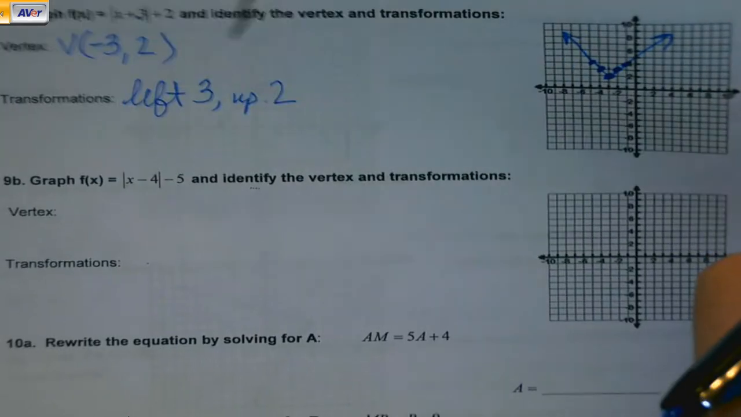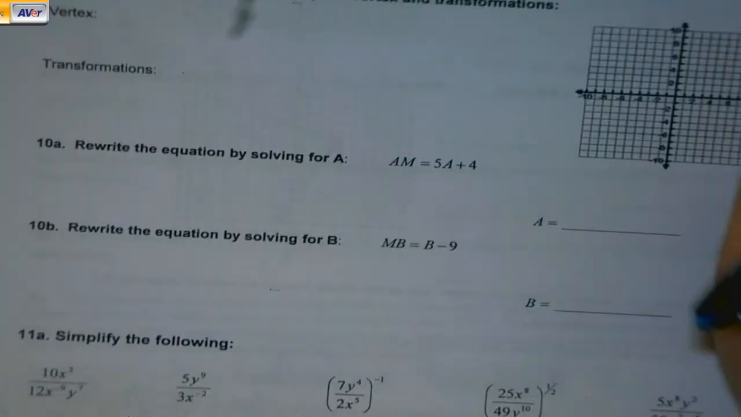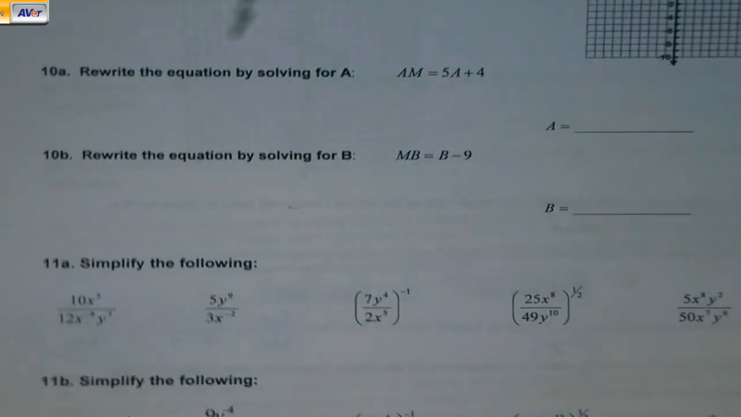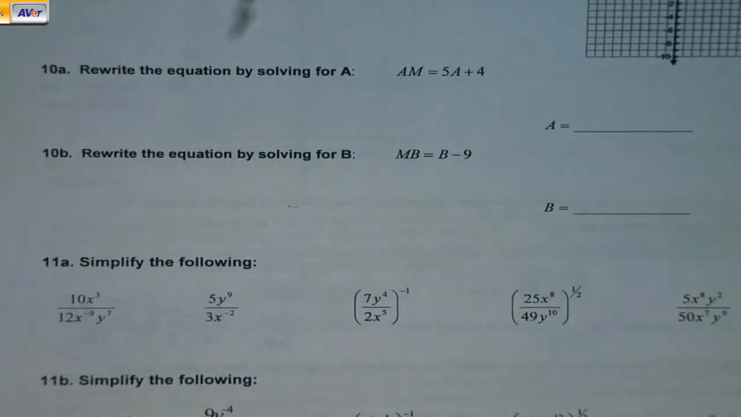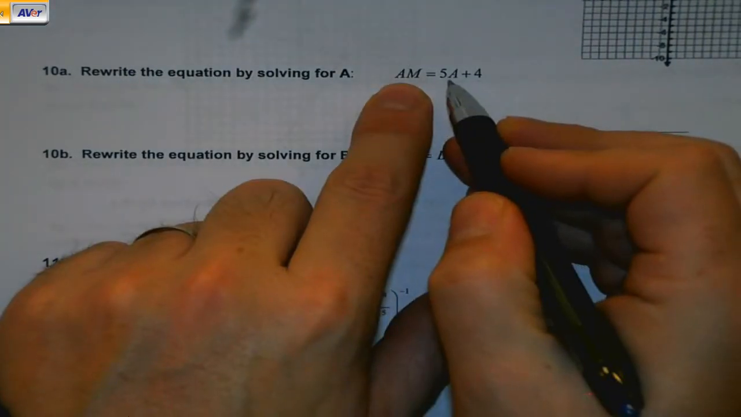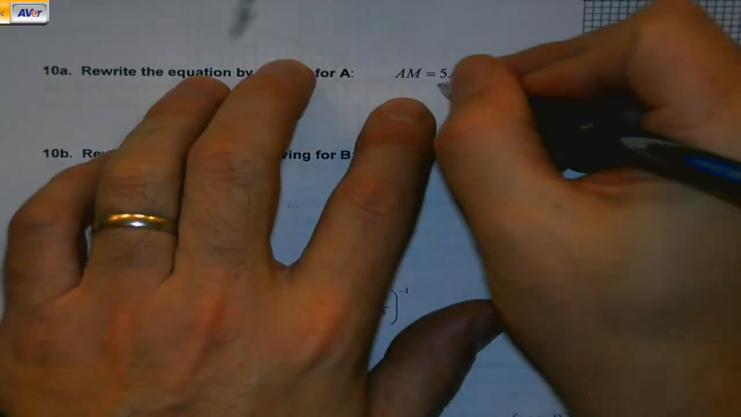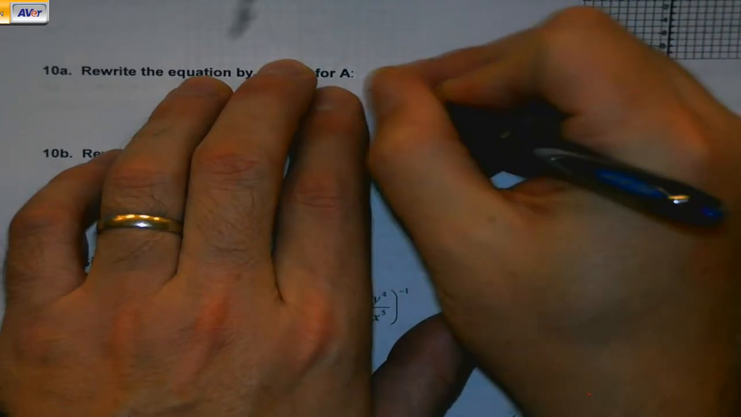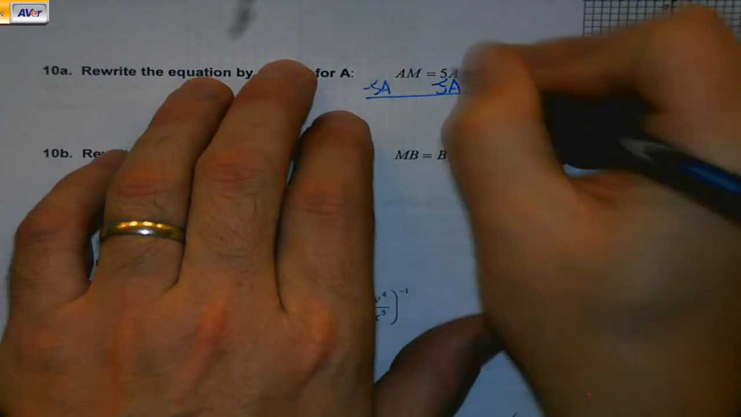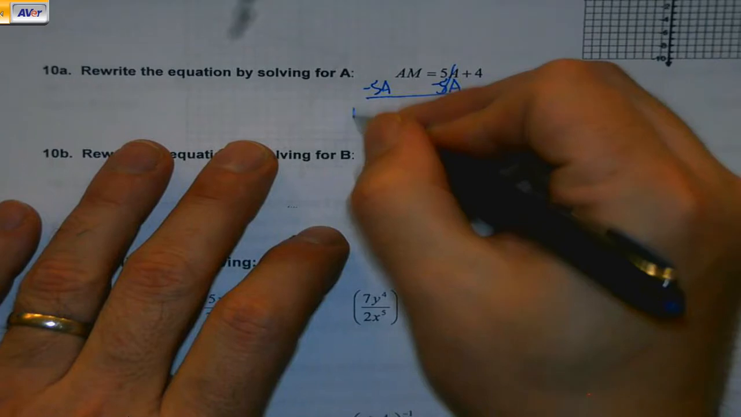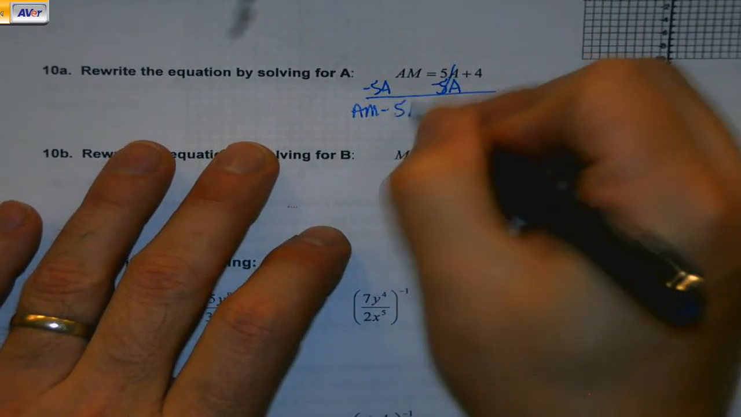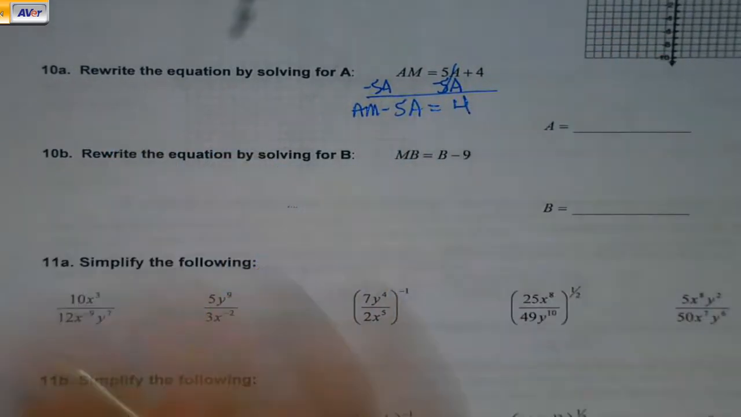Then we get to go way back. This is like first 2 weeks. Rewrite the equation solving for A. Oh my goodness, there's A's everywhere. Can I just divide both sides by M and be done? No. Why? Because I have A's in 2 places. I have to get them together first. So since this side already has an A term, we'll minus the 5A over here. So I've got AM minus 5A equals 4.